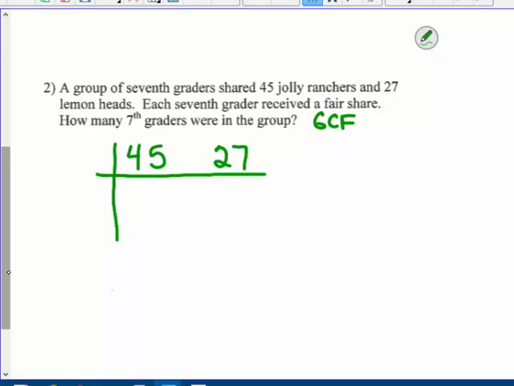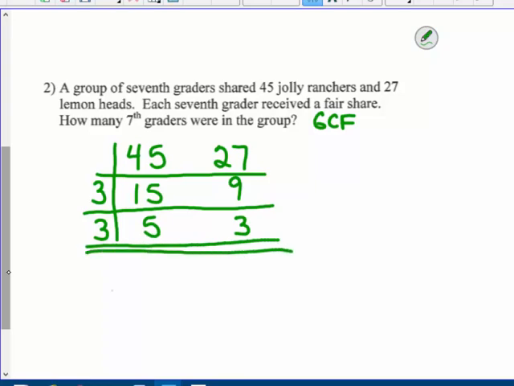So I'm going to find the GCF of 45 and 27, which both have a 3 in common. 3 times 15 and 3 times 9. Ooh, 15 and 9 still have a 3 in common. 3 times 5 and 3 times 3. Well, 5 and 3 are relatively prime to each other. So my GCF is 3 times 3, which is 9. So there must have been 9 7th graders in the group.